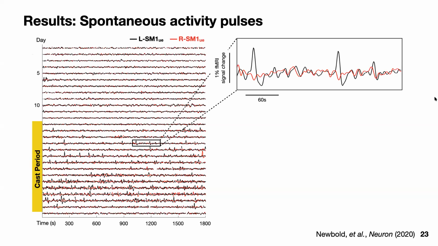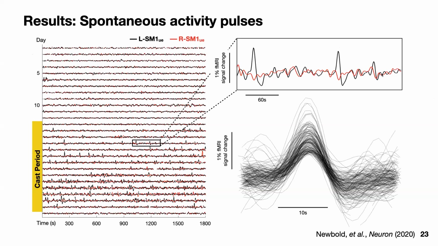And if I zoom in, you can see that that abnormal thing that's happening are these large pulses of spontaneous activity in the disused motor cortex. We can detect these pulses using a threshold-based method, and if I superimpose all of them onto one another, you can see that they have a very stereotypical shape, and that matches that hemodynamic response function that I was talking about before. This suggests that each of these pulses is a brief burst of neural activity in the disused motor cortex.